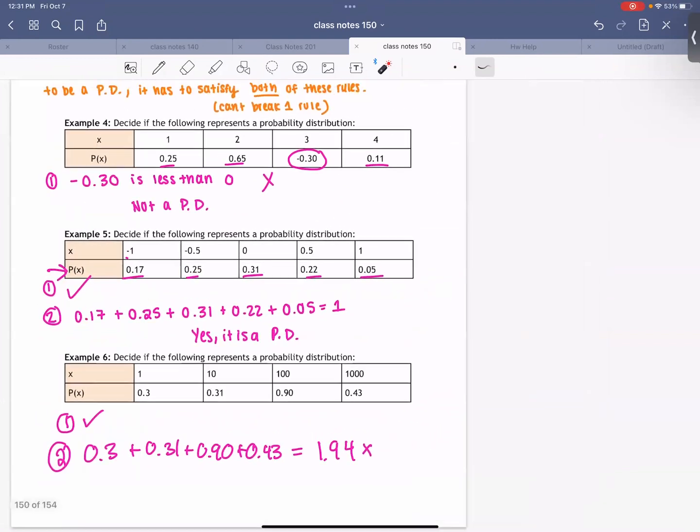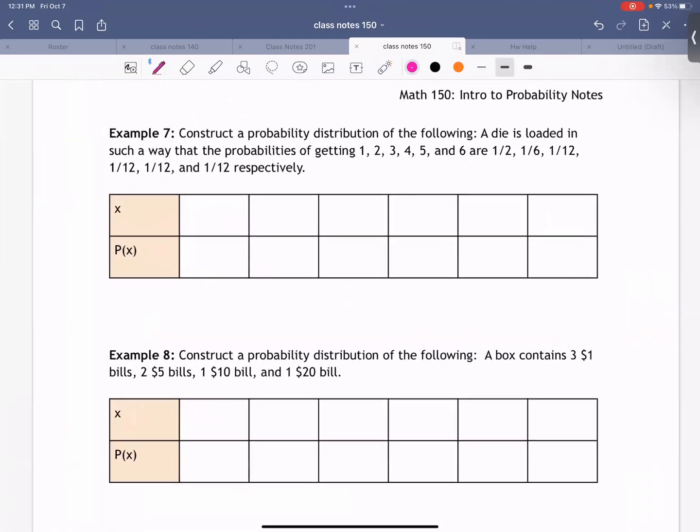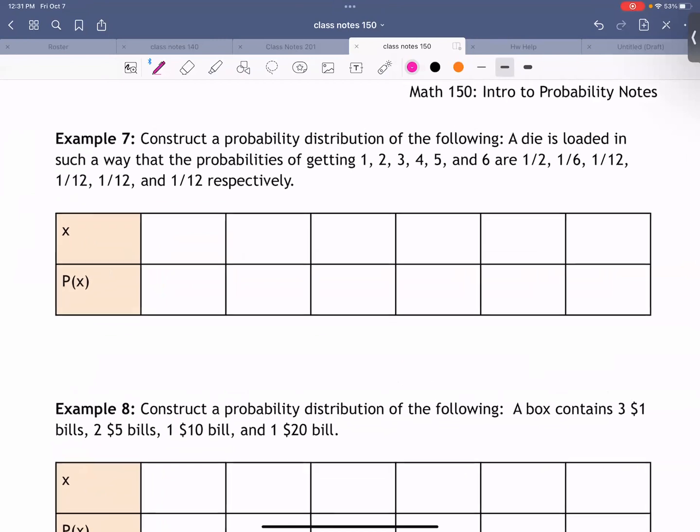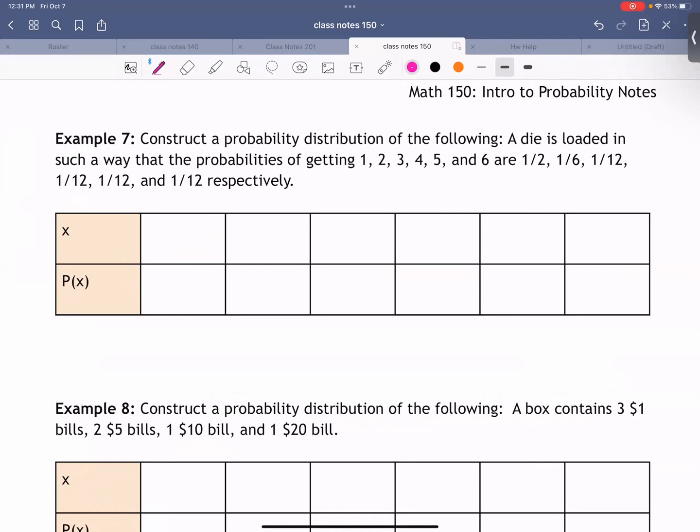All right, let's flip over to the next page here. We don't have to be just given a probability distribution. We can actually create our own. I'm going to give you a simple example and then we'll get a little bit harder as we go on. We have a die and it's loaded. Who knows what a loaded die is? Have you ever been to a casino? Actually, that's probably a bad question to ask you guys.